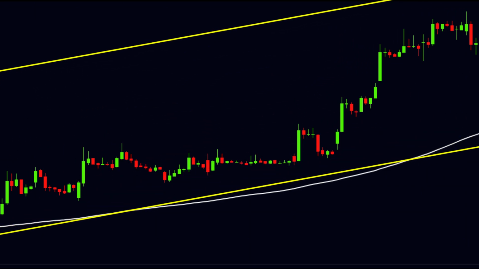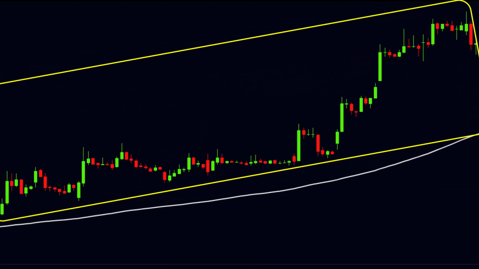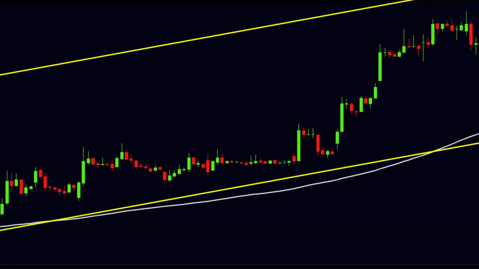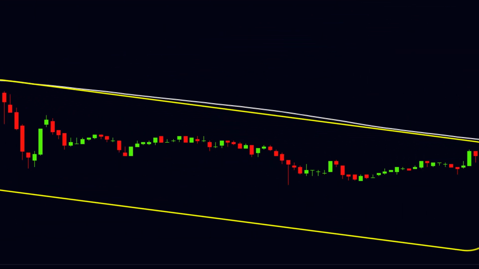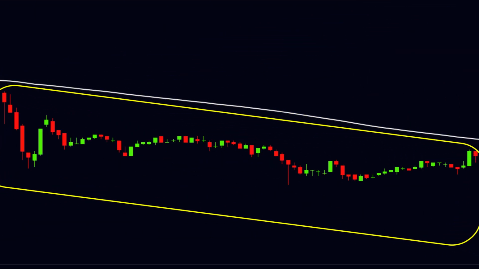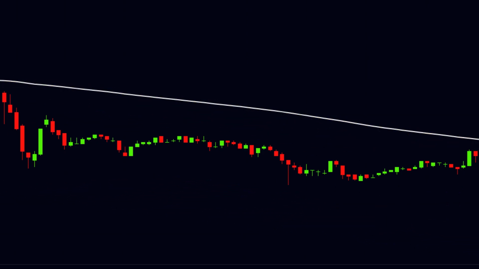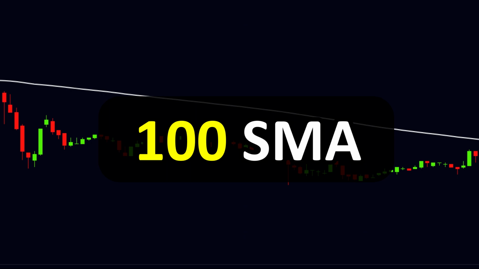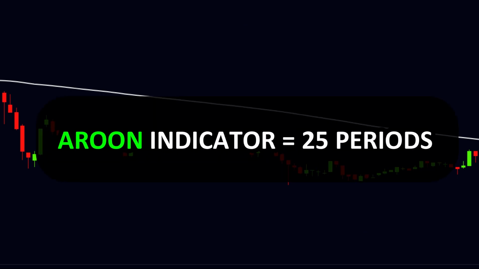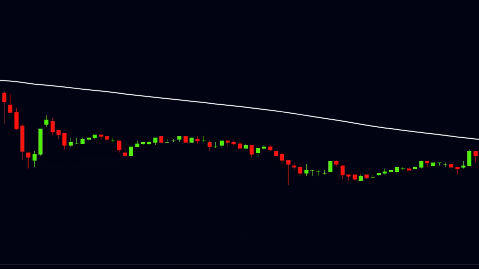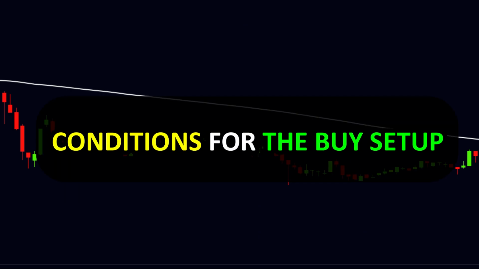When the price is above the moving average, then it is called that the stock is in the uptrend. Similarly, when the price is below the moving average, then it is called that the stock is in the downtrend. In our strategy we will take the value of SMA as 100 periods, and value of Aroon indicator as 25 periods. First, we discuss about the conditions for the buy setup.